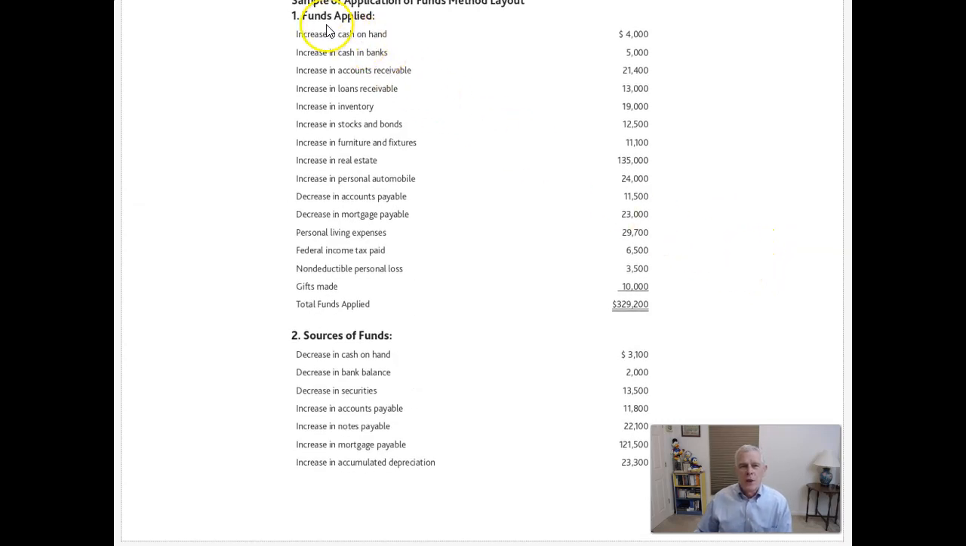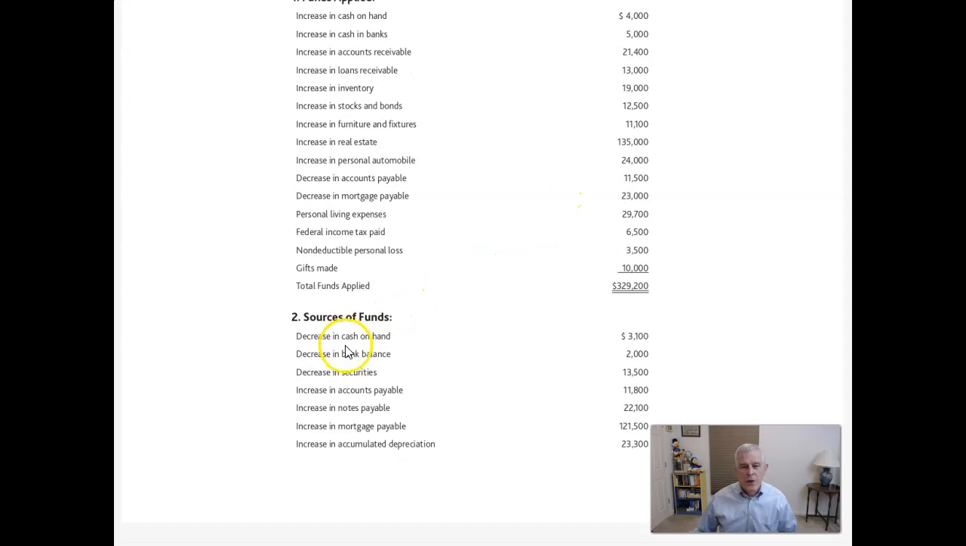Well, when they say funds applied, it's saying, all right, what did you pay out? Where did the cash go? Well, some cash went into increase my cash on hand. It went to increase cash in the bank. Inventory, receivables, inventory, personal living expenses. I paid income tax. So this is all your outflow. Funds applied, your outflow. An outflow means you had some cash and then you increased your bank accounts or whatever.